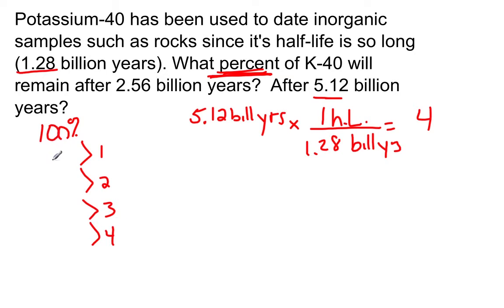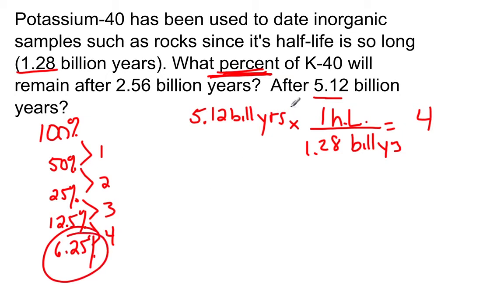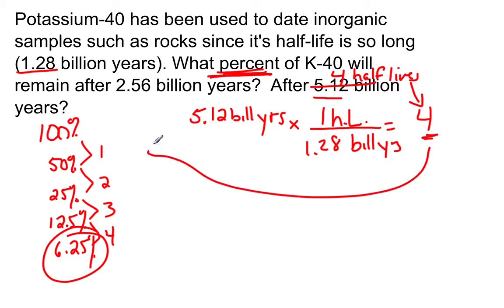So what are my numbers? 100 cut in half, just take out your calculator, brings you to 50%. 50% cut in half, 25%. 25 cut in half, 12.5. And 12.5 cut in half, 6.25%. So basically, after 5.12 billion years, which is 4 half-lives, the problem would have been a lot easier if I just said, after 4 half-lives, how much would you have left? But if you don't see half-lives, you've got to do a quick conversion. Get it to half-lives, and then that's how many times you cut it in half. 6.25 is our remaining percent.